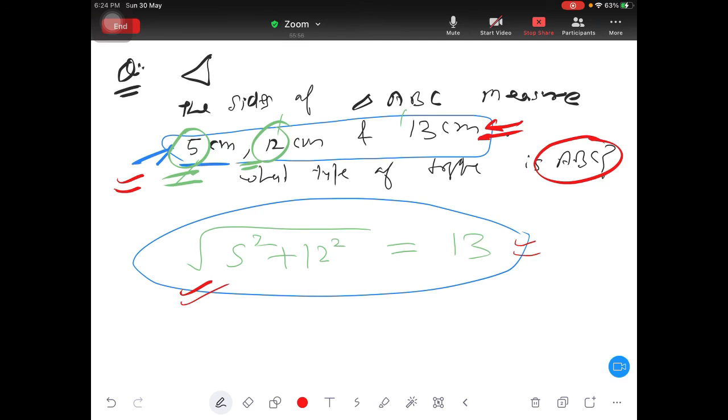Okay, so you have some Pythagorean triplets. Those Pythagorean triplets are important, so you can find out your answer faster, and know what kind of triangle it is. So I am giving you some Pythagorean examples.